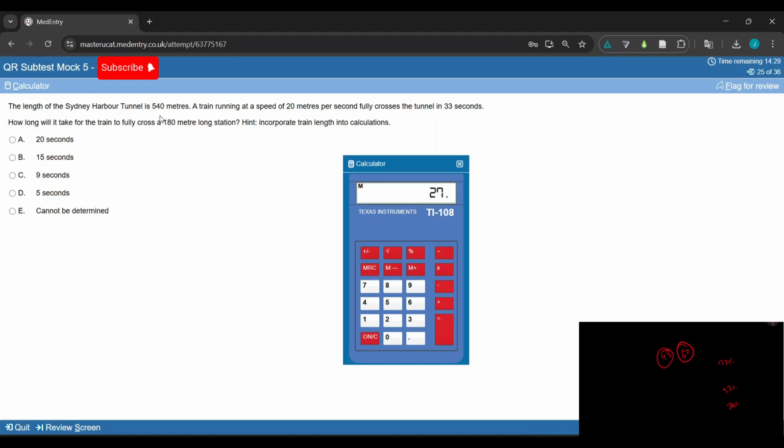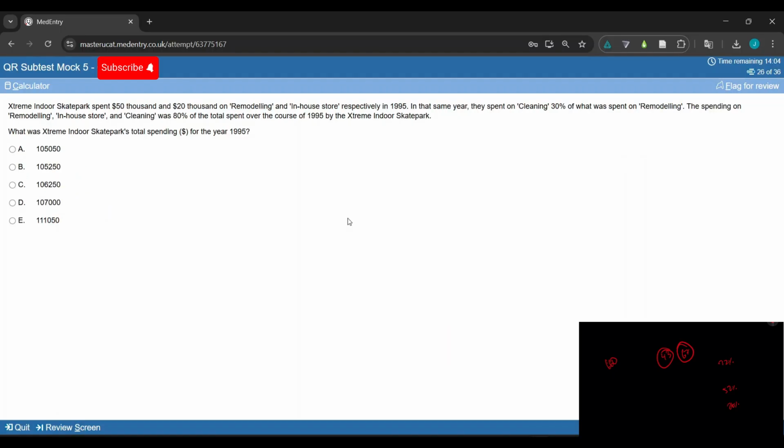Train fully crosses the tunnel. So it can't just be 9 seconds though, because you have to fully cross a 180 meter long station. So you have to do 20 times 33, which gives you 660 meters, and you've got to add on the 180, and you've got to divide this by 20. Oh, it's just easy in what it looks like. Okay, I'm going to flag this one, I'll come back to it.